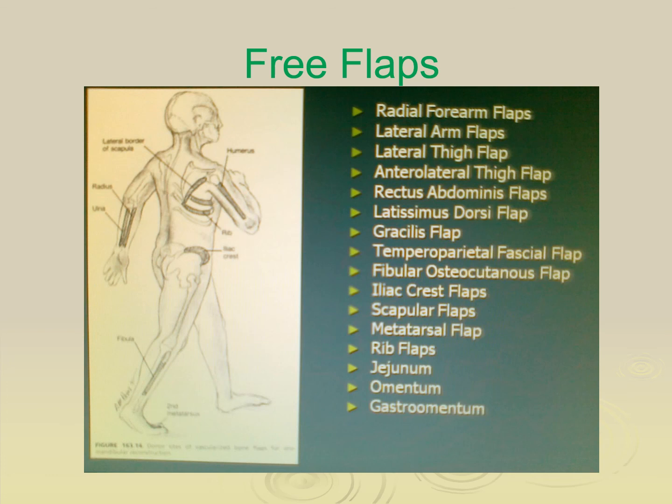These are the many flaps we can take to reconstruct the area. So if it is coming with carcinoma, we are taking out the structure from the anterior. That means there will be a defective area. So we have to reconstruct that area with the flaps.